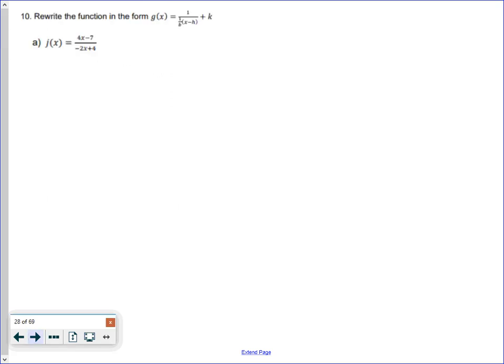All right, let's go on to number 10. We're going to do the same thing, but in this case, we have a b in the bottom, or we're going to be doing it for b. So same thing, we're going to divide the top by the bottom. Negative 2x plus 4.